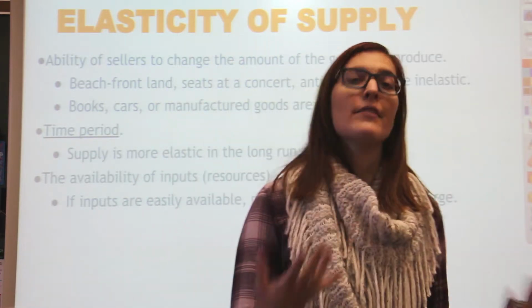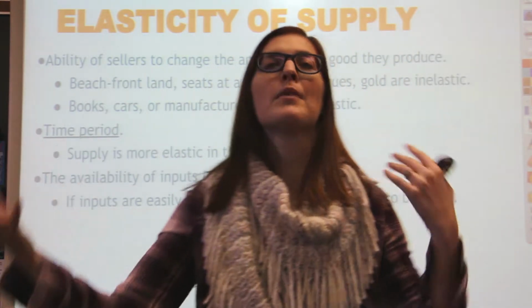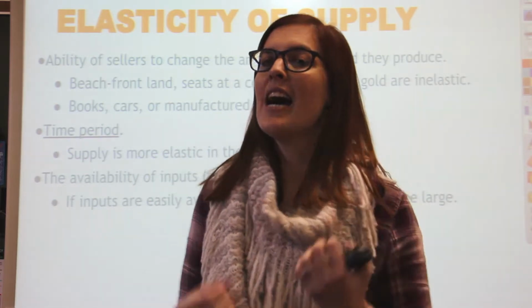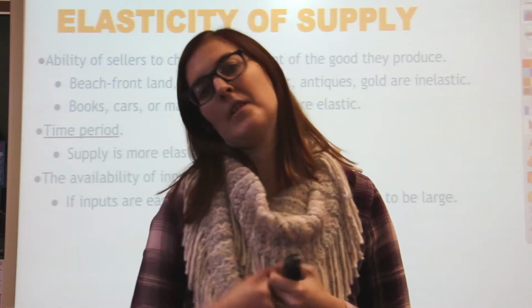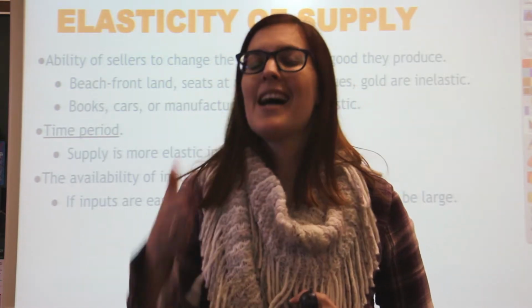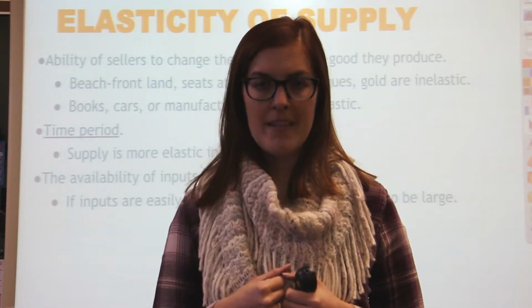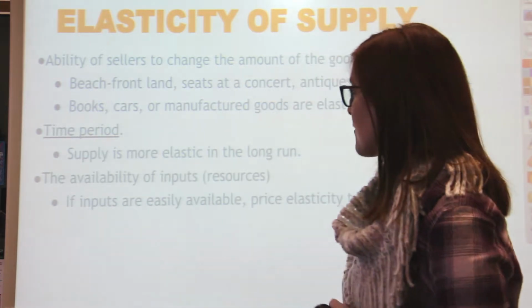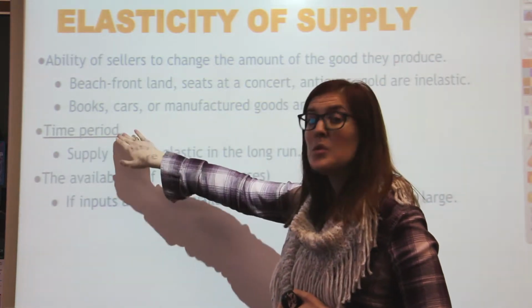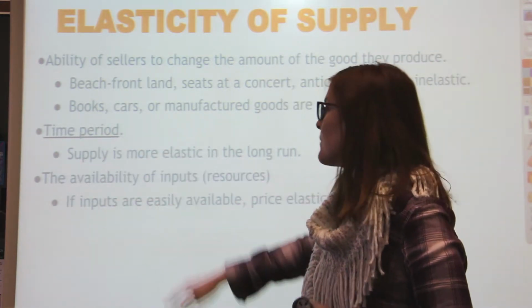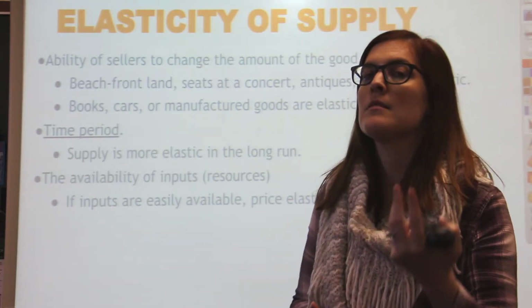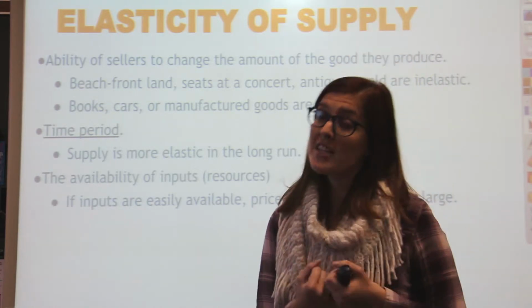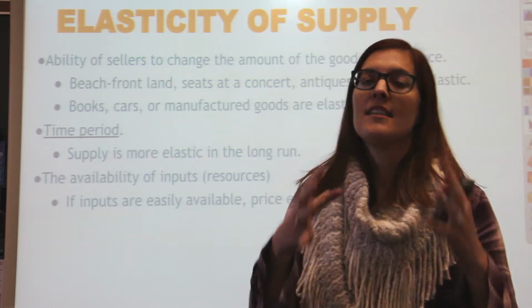But if they hear it'll sell for a higher price in a month, they have time to get the resources to sell more at the higher price. So the more time, the more elastic. And this goes for resources in general. Time is the most common and most important one, but for other resources, land and labor, if they have access to more resources, the supply is more elastic. If they don't have access to the resources, the supply is inelastic.